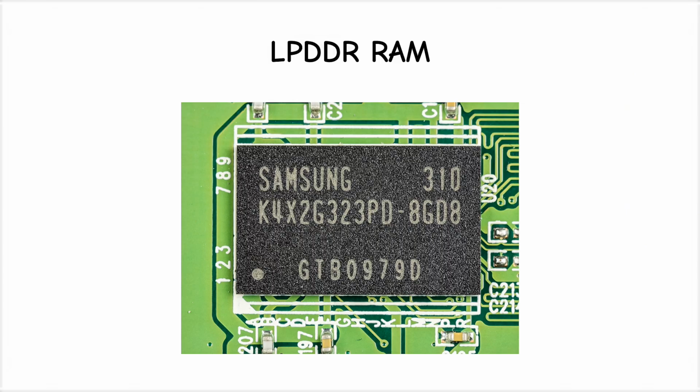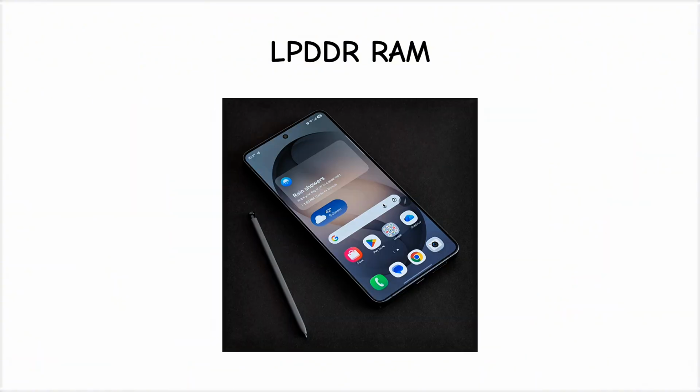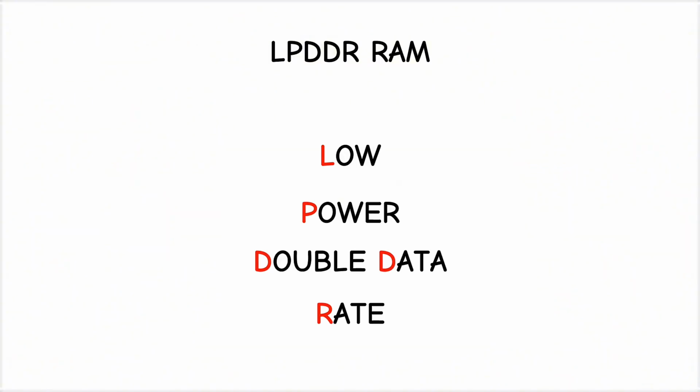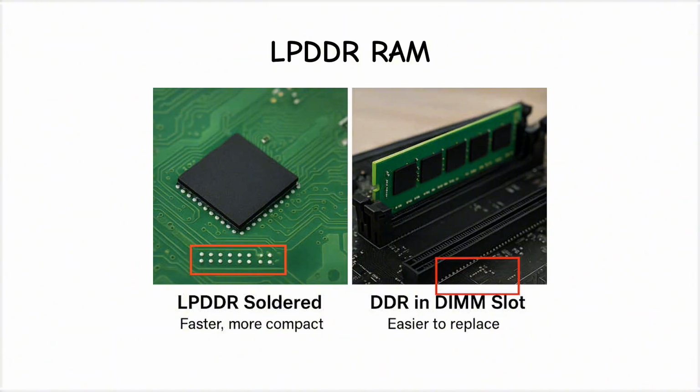LPDDR RAM. This memory is specifically engineered for ultra-thin laptops, tablets, and smartphones, where power efficiency is just as critical as space saving. The letters stand for Low Power Double Data Rate, and unlike standard modules, these chips are almost always soldered directly onto the device's main circuit board, rather than arriving on a removable stick.